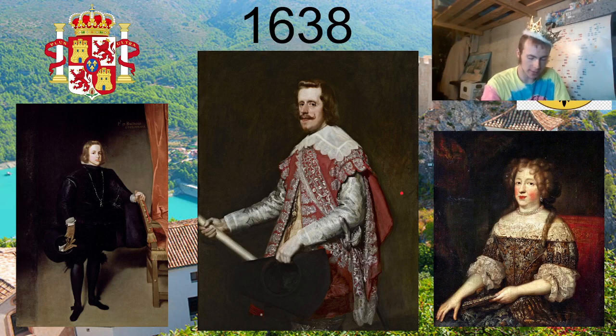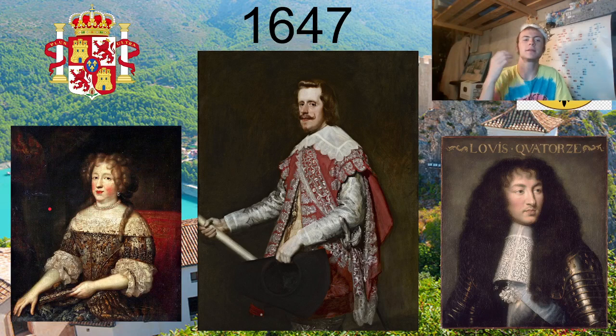So Felipe IV keeps doing his stuff. In 1646, his son dies at the age of 17, so he does not have a male heir anymore. So now his daughter is first in line to the Spanish throne. And yes, for those of you that didn't know, this guy over here is King Louis XIV of France. Louis XIV is now second in line to the Spanish throne. Yeah, he's the king of France this time.